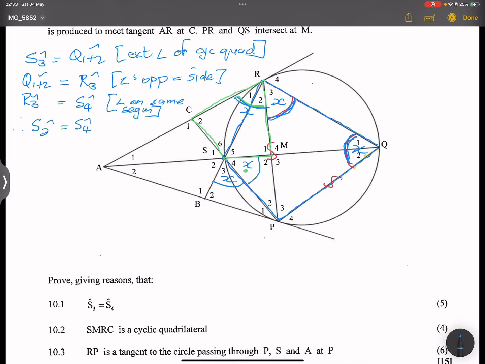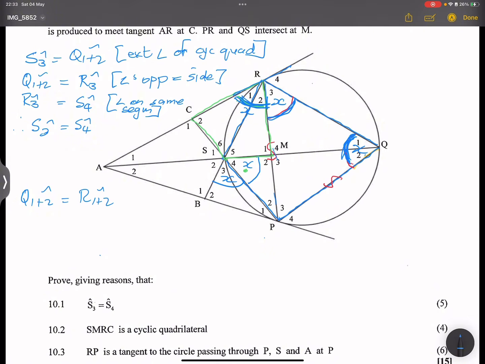Because of the tan-chord theorem, right? There's our tangent there. There's our chord. The angle between the tangent and the chord will be equal to the angle on the opposite side of that chord. So in this case, that's Q1 plus 2. So I'm going to go right into that and say, well, Q1 plus 2 is equal to R1 plus 2.